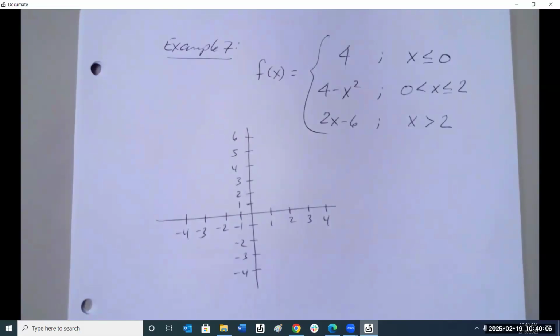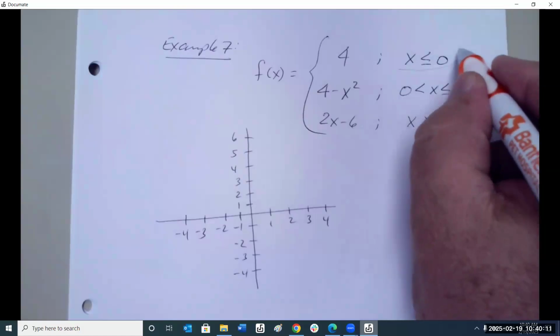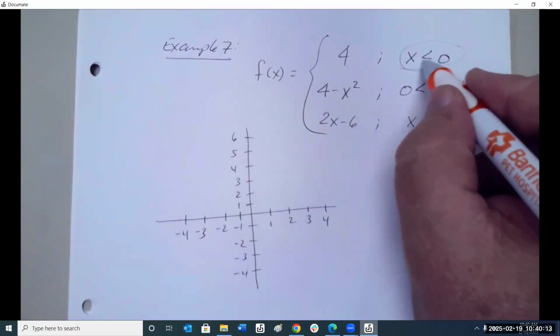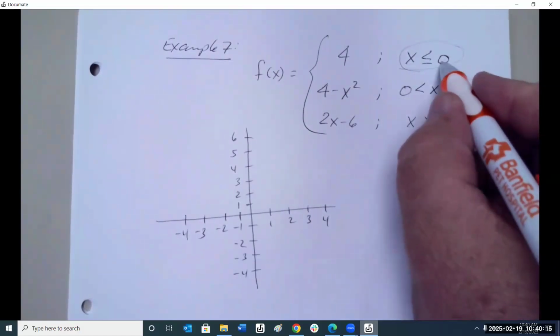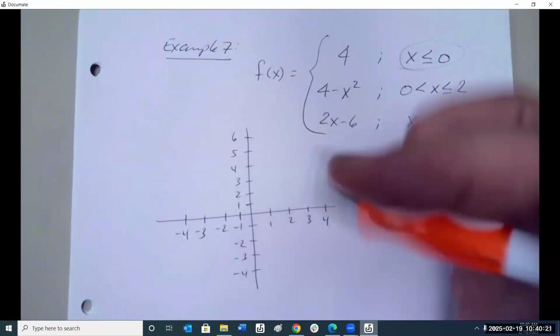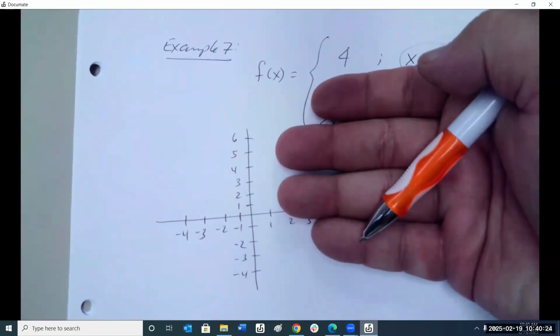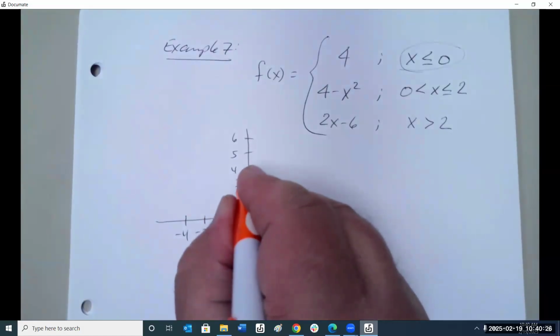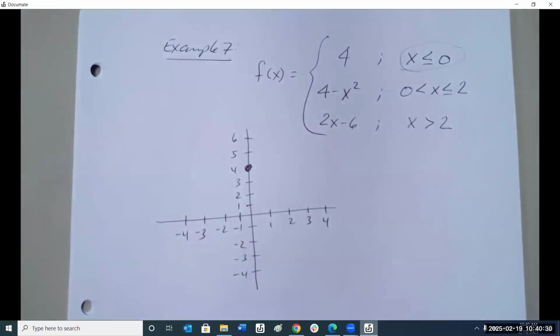All right, so the first equation. I look at all my x's that are equal to or less than 0. So I'll start with 0. If x is 0, what's my y value? I'm only looking at that one. When x is 0, y is 4. So I put a dot there. Is it open or closed circle? Closed because I can use 0.